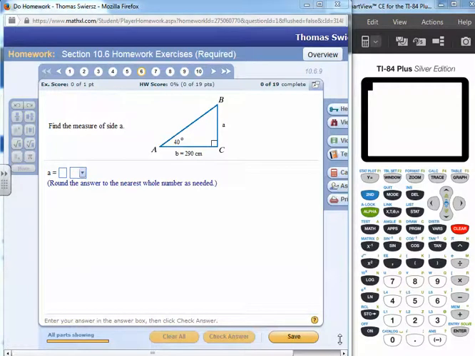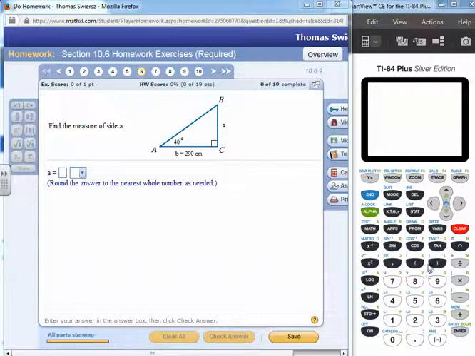Okay, let's go ahead and work with trigonometry. We're going to start on homework exercise number 6 from section 10.6 from the textbook. Before we attempt to solve problem number 6, we have to change our calculator from radians to degrees. A lot of your calculators will be set on radians.